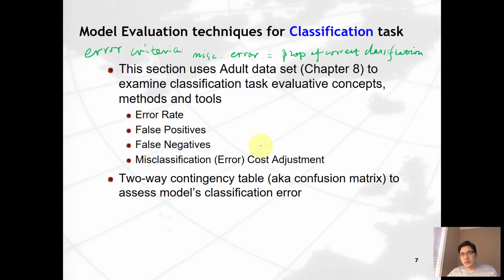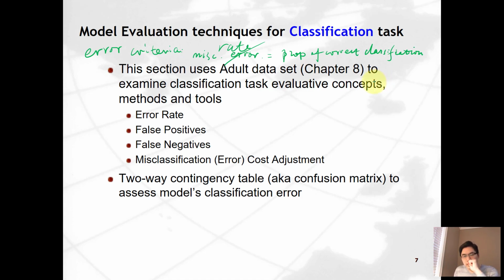Perhaps in classic problems, this metric would be sufficient. However, in a lot of modern business problems where classification tasks are useful, using misclassification rate or misclassification error is not sufficient for reasons of decision making and decision cost. And this is why we'll introduce a few new concepts here.